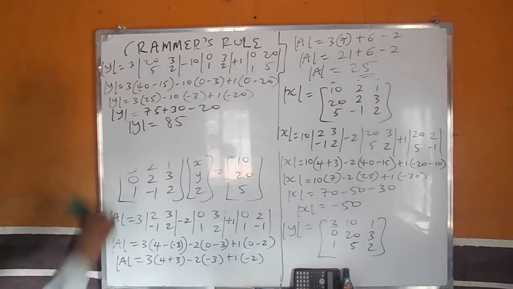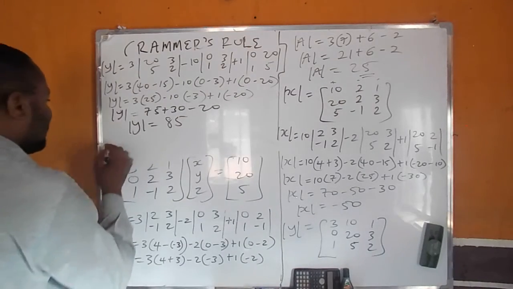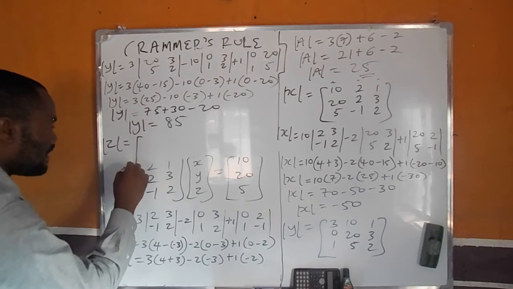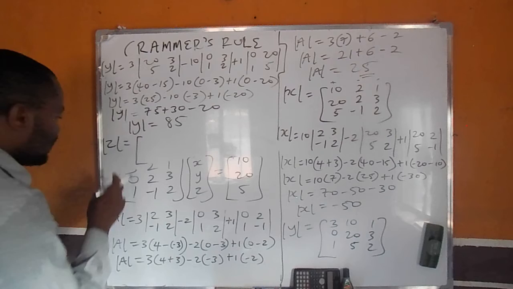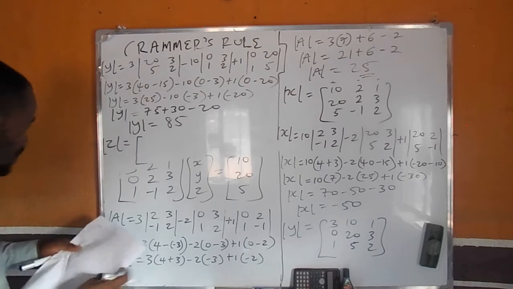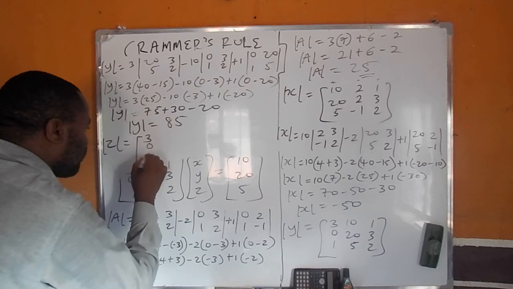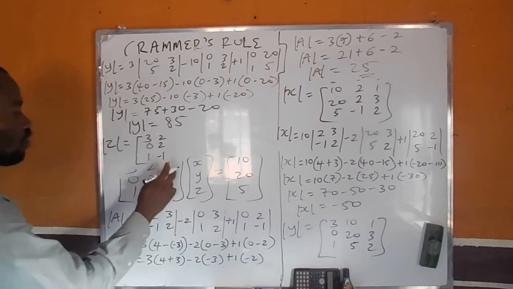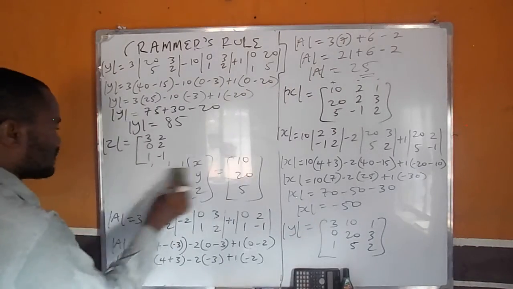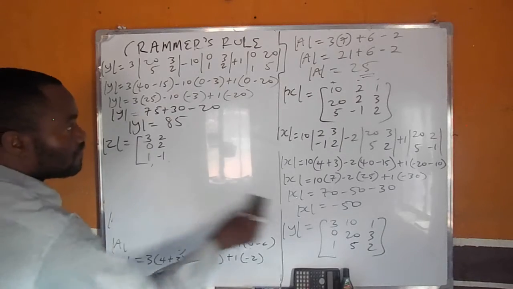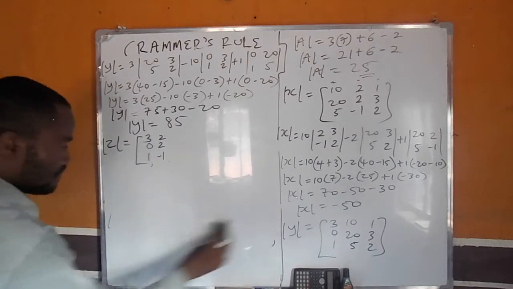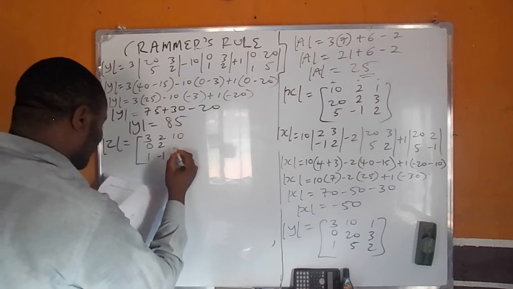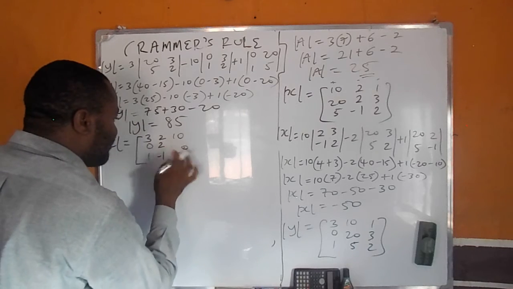In z determinant, we first get the determinant of coefficient for z. In here we have 3, 0, 1, 2, 2, minus 1, 2, 2, negative 1. So for z, we now replace the third column with the answer values, which are 10, 20 and 5.